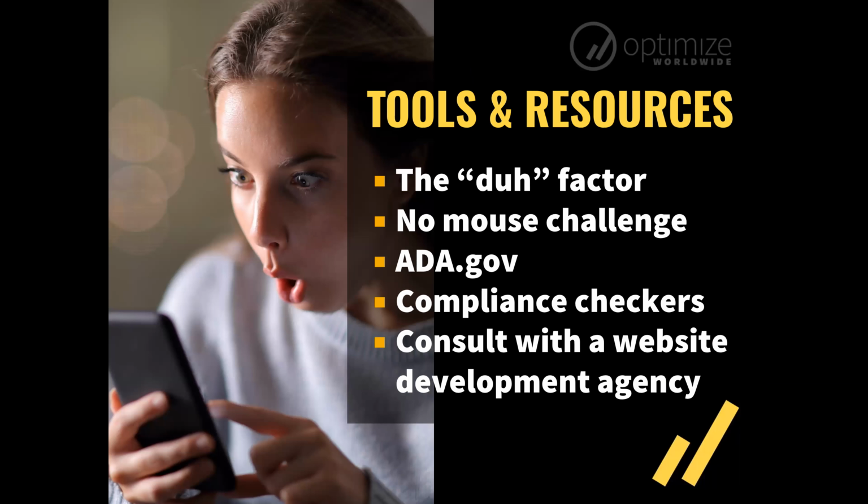So we're at the tail end of this presentation, and I wanted to quickly talk about how to test your website and also provide some additional resources. Whenever we build websites, I always mention to our team to remember to use the duh factor when testing your newly developed website. Does it make sense? Is it easy to navigate? Is the content organized? Are there clear calls to action? This is what I call the duh factor, and it can be applied when evaluating website accessibility.